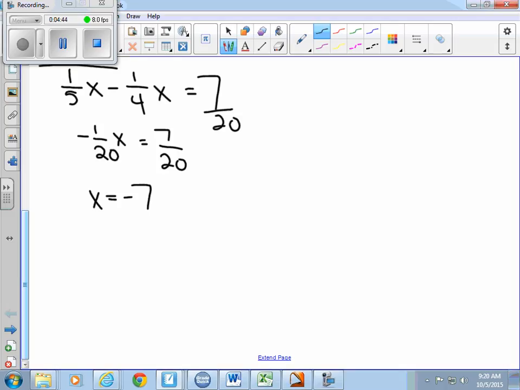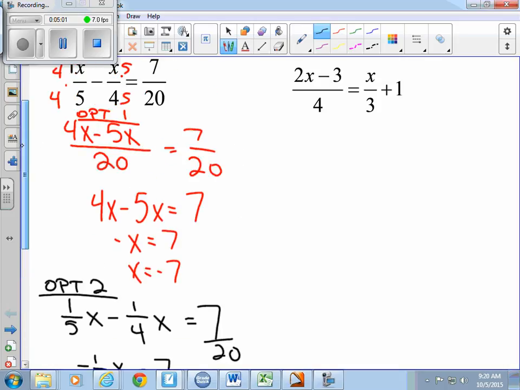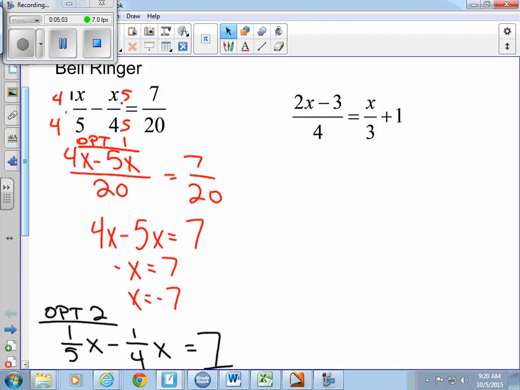Okay, so those are two by-hand options. I'm going to show you a calculator option in just a moment. Before I do, I'm going to do the other problem and come back and do this in the calculator. Any questions? How many of you preferred option number 2?